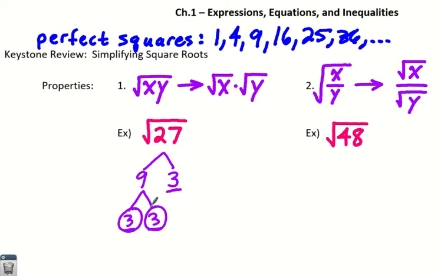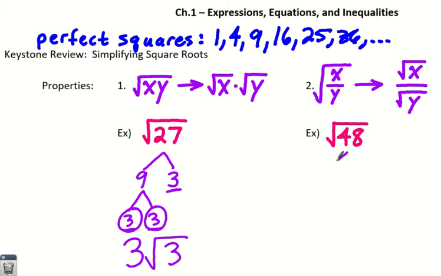And what you do then is you bring a 3 out in front of the square root sign, the radical sign. So again, a pair of 3's means you bring 1 3 out. Now, any singles, like this single 3, stay under the radical, stay in the square root. And so that's the way, for that example, to end up with 3 square root of 3.